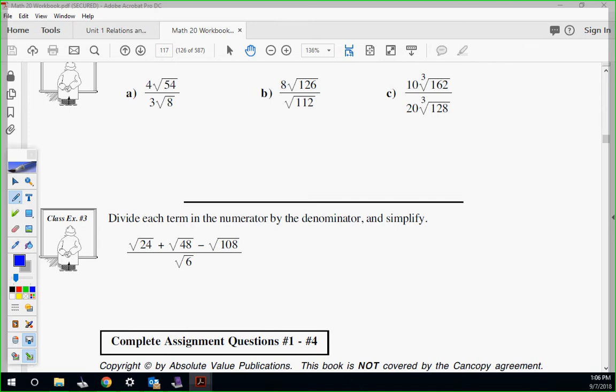So this one, 54 and 8 don't work, right? But we can break 54 and 8 down. So let's do that. 4 times 2, 9 times 6.